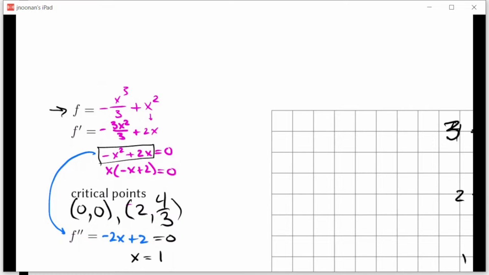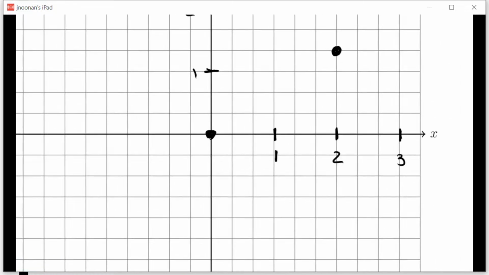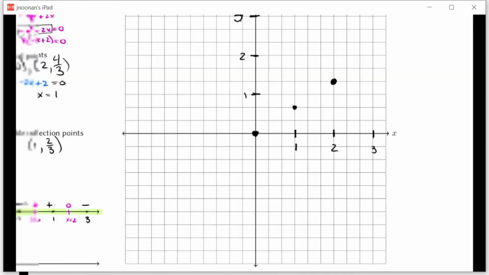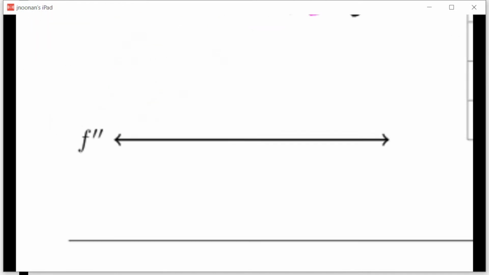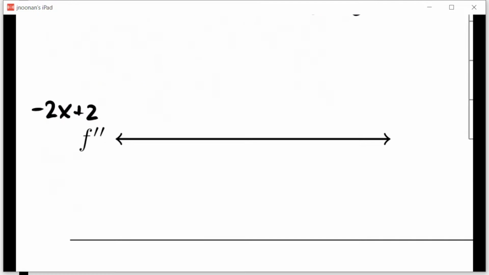So let me get the y value for that. When x is 1, y is 2/3. I can put that on my graph right there. And that's important because when we draw the graph, we're going to want to conform the graph to our idea of this concavity. So let's go ahead and figure out where this is concave up or concave down. And we're going to do the same thing that we just did for f prime. So this is f double prime. I have my possible point of inflection.